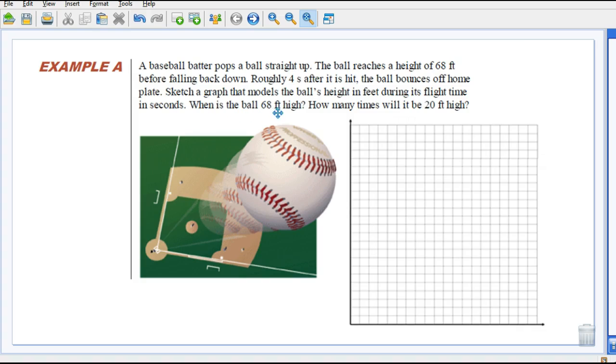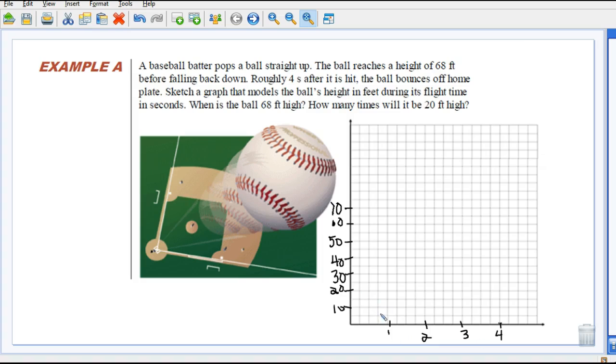When is the ball 68 feet high? How many times will it be 20 feet high? Okay, so the first thing we're going to do is mark this graph. Since we're only going 4 seconds, we have to go all the way across. We can have pretty good tick marks along here, every 1 second. And since 68 feet is the highest, I need to go up to 70. If I go every other, 10, that will be good.